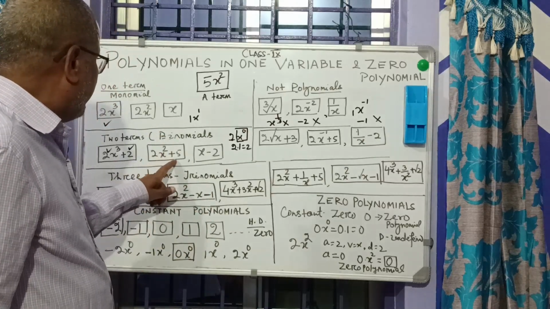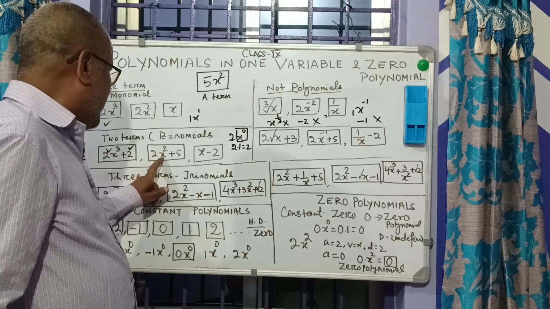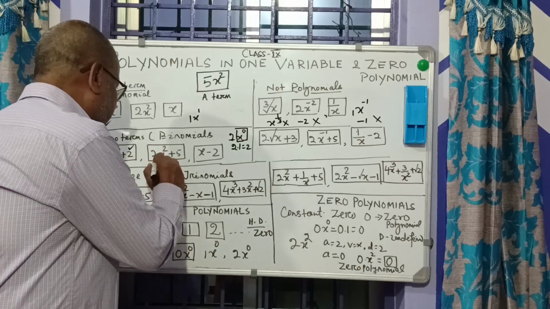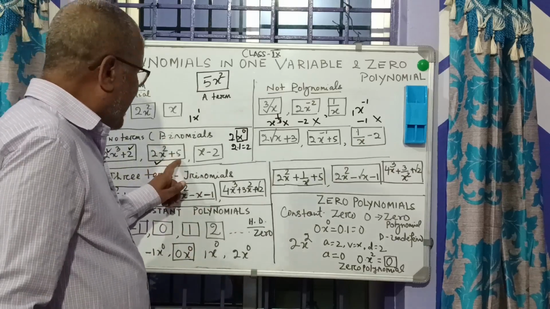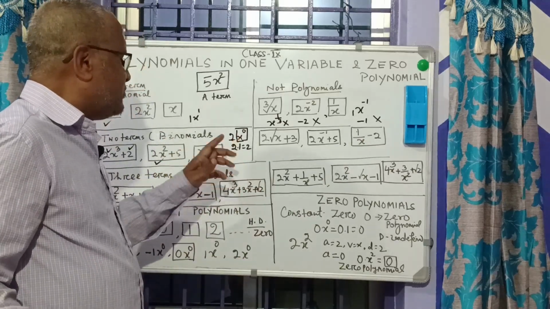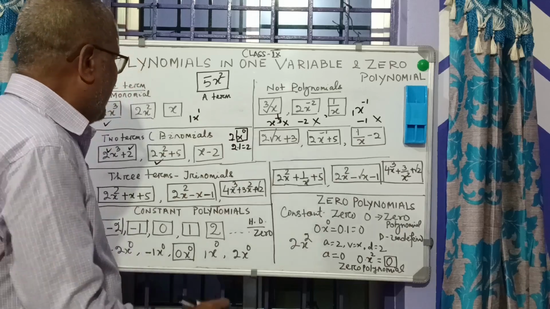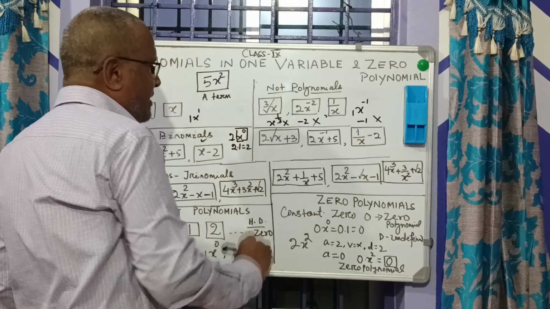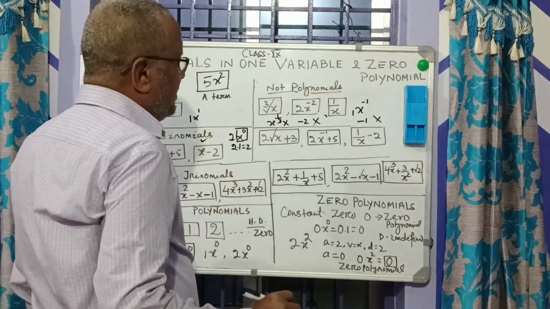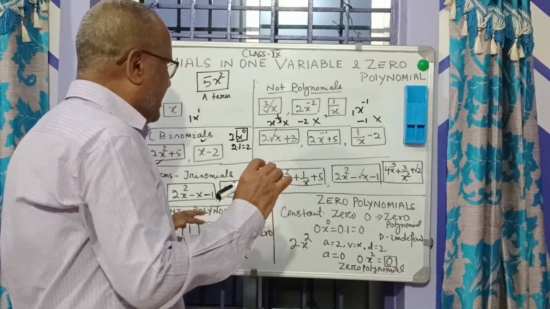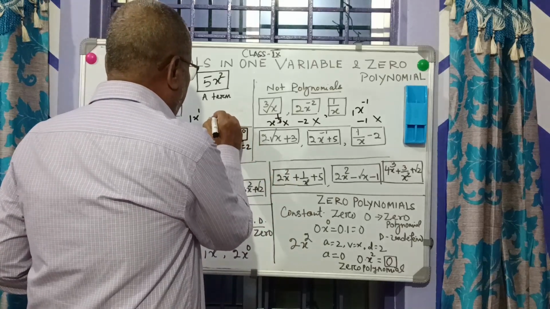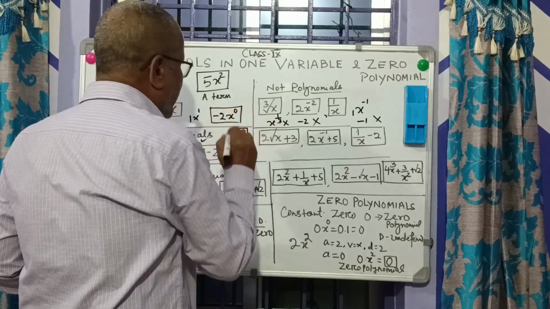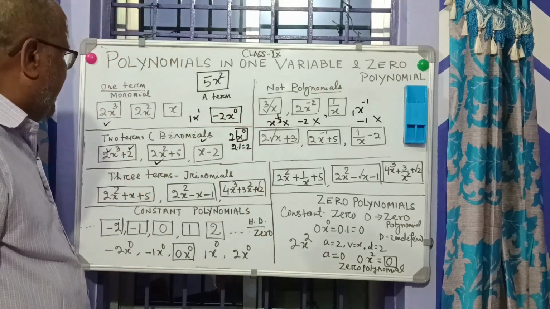Similarly, 2x square: x is the variable, 2 is the coefficient, and here 2 is the exponent. So this term satisfies. So 5 is a constant polynomial, as we discussed, like 2. And x minus 2: here x is a polynomial and minus 2 is also a constant polynomial. We can write minus 2 x power 0. So this is a constant polynomial.